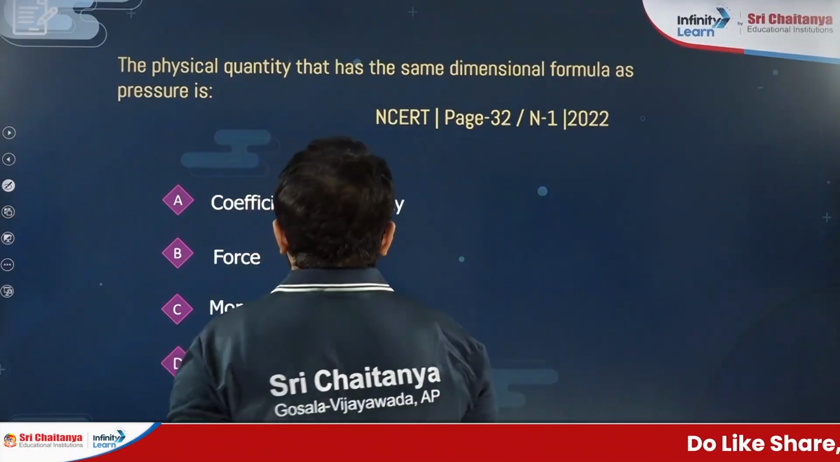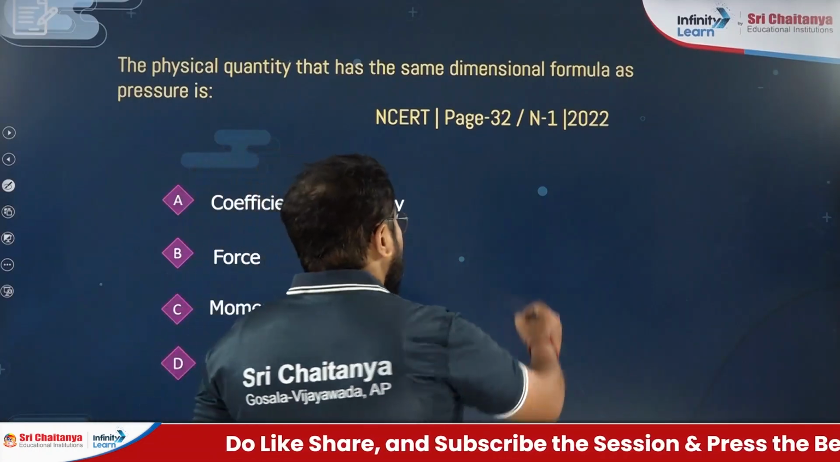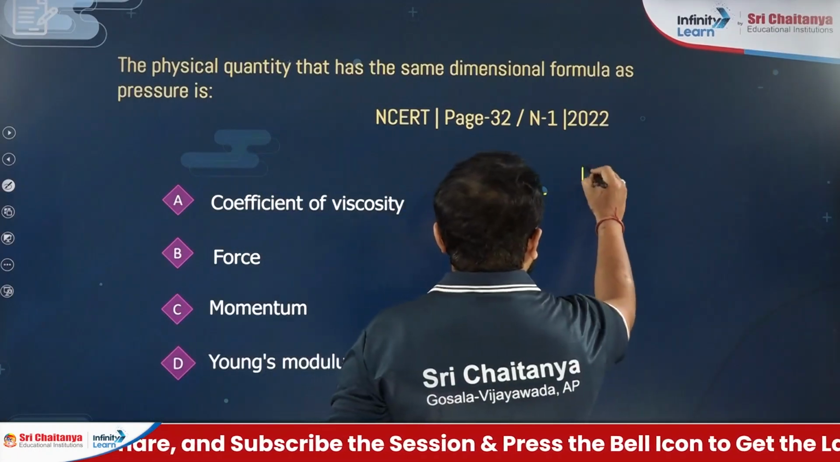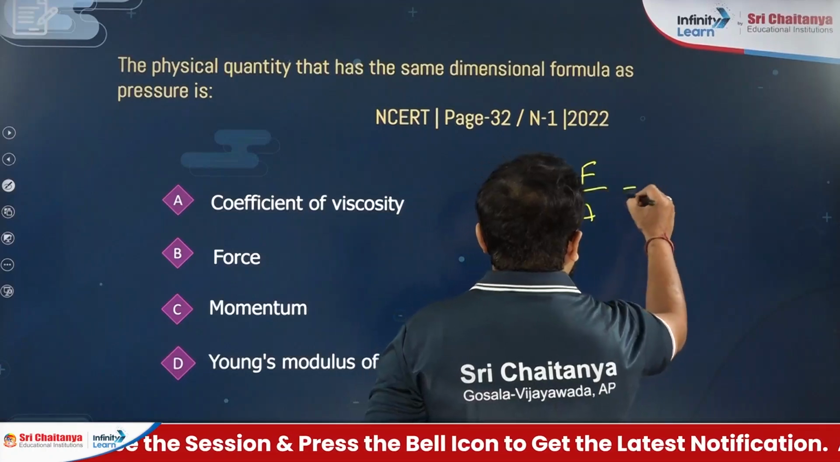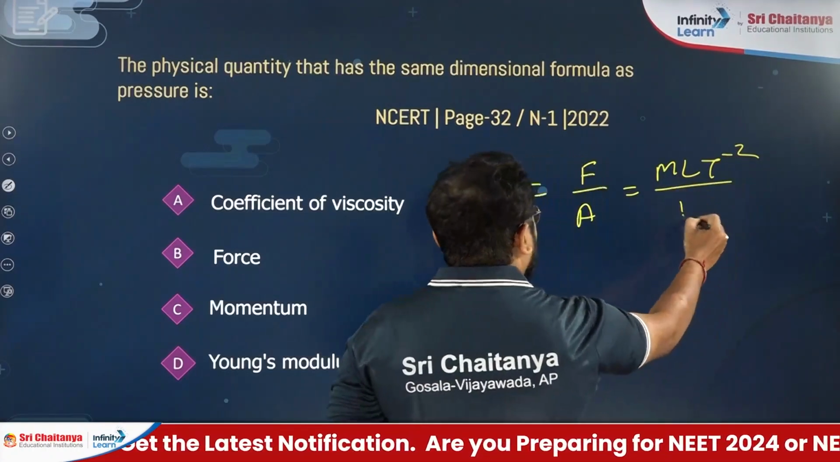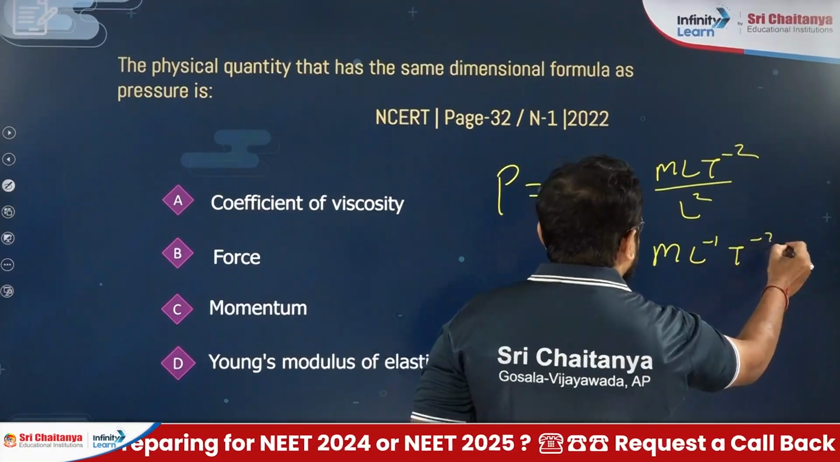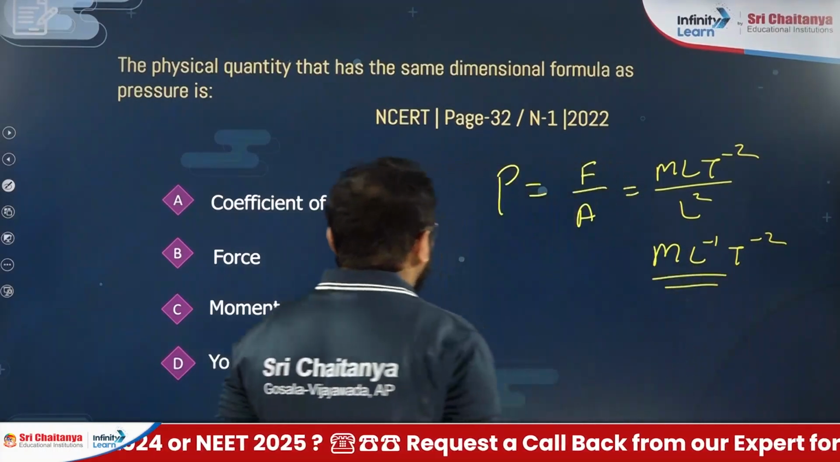The physical quantity that has the same dimensional formula as pressure. So what is the pressure? Pressure is force upon area. What is force? M L T minus 2. Area is L square. So ML inverse T minus 2. This is the dimension of the pressure.